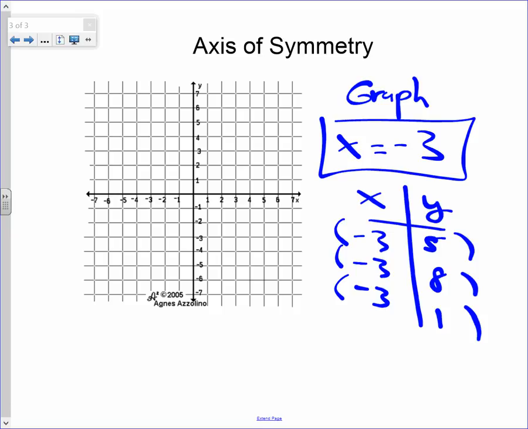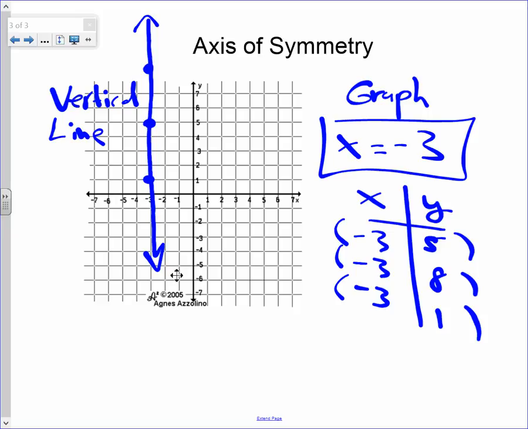So now let's plot these. Watch. -3, 5, do that with me. -3, 5 is right here. Do that with me. -3, 8 is right there. And -3, 1 is right there. Look at what this creates. If I connect the dots, it creates a line. Every line's straight. What would this be called? A vertical line. Go ahead and write vertical line. You guys with me so far?